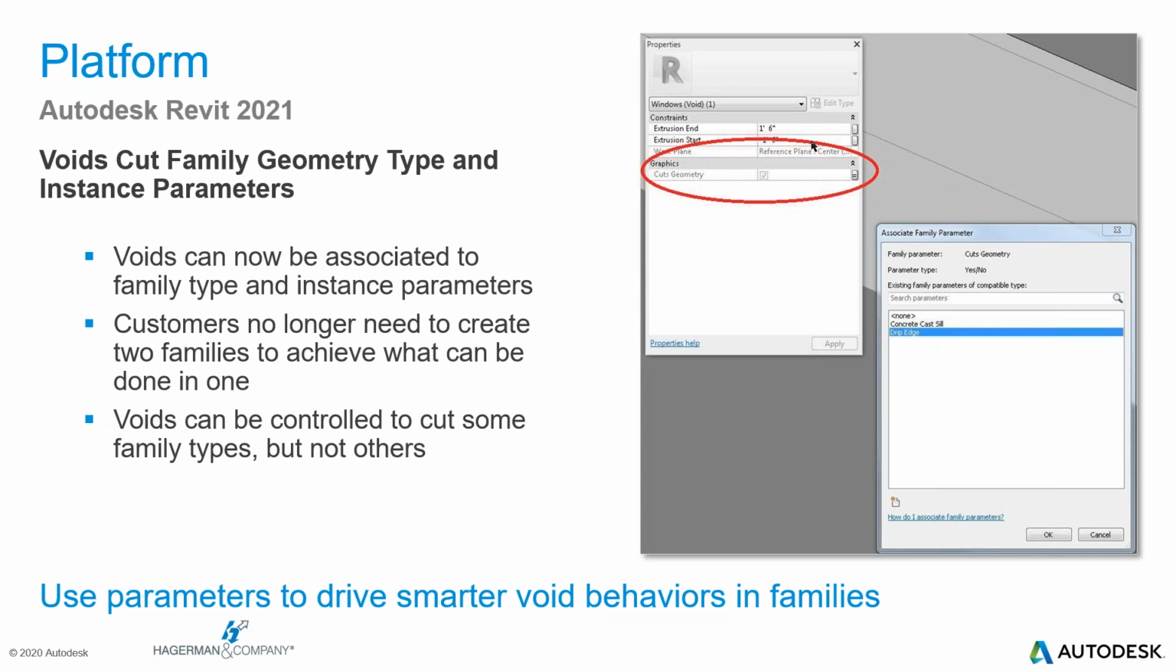Void cutability can be applied to family geometry by using type and instance parameters. Voids are often used in Revit families, and in some cases can be the defining difference between family types. This enhancement will be particularly useful for countertop families that utilize different fixture inserts, or for window families that utilize sills with and without a drip edge.